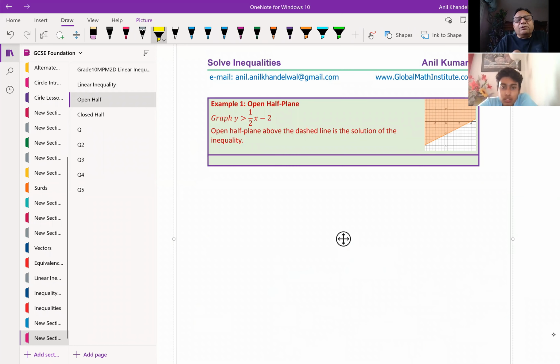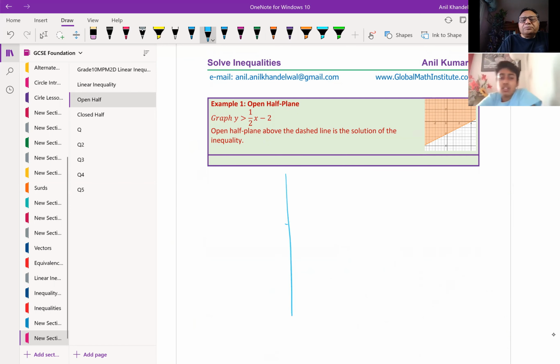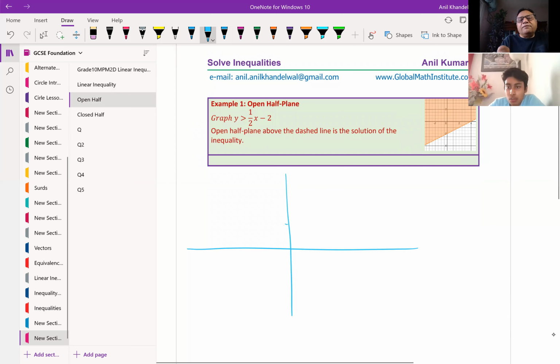Let us take this particular example, which says graph y greater than half x minus 2. Can you sketch this graph? y equals half x minus 2. So y is greater than, or is it just equal to? Greater than half x minus 2. So the line will not be solid. The line has to be a dashed line. So you should first draw the y equals half x minus 2 line.